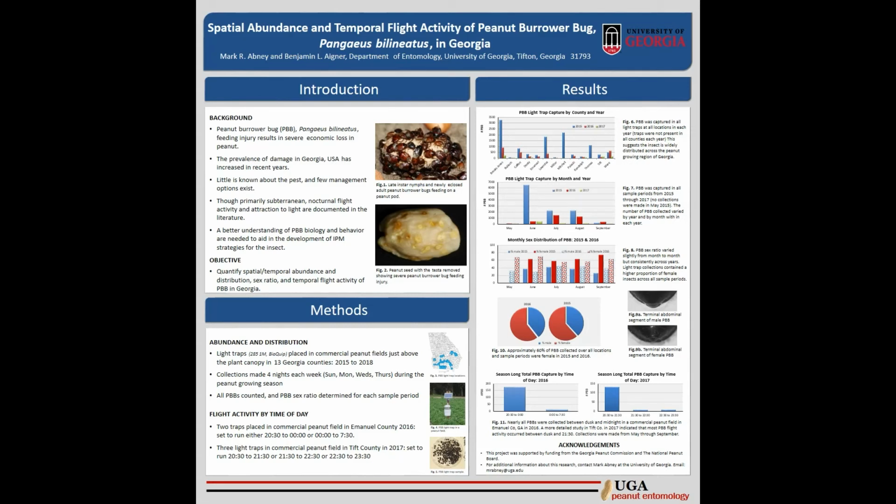Okay. So to summarize what we've got here, we're looking at the spatial temporal abundance, sex ratio, and flight activity of peanut burrower bug. Everywhere we put light traps, we catch burrower bugs, which indicates the insect is widely distributed across the state. Abundance does vary locally, but there were no geographic patterns. We captured bugs every month during the warm months of the year, and the capture pattern suggests a 30-day generation time, which is what we see in the laboratory. Our population is slightly biased towards females, and the insects tend to fly or be active at dusk from about 8:30 in the evening until 9 o'clock.